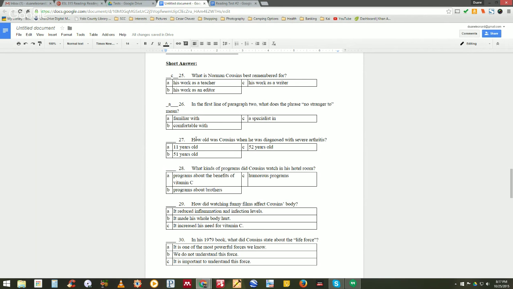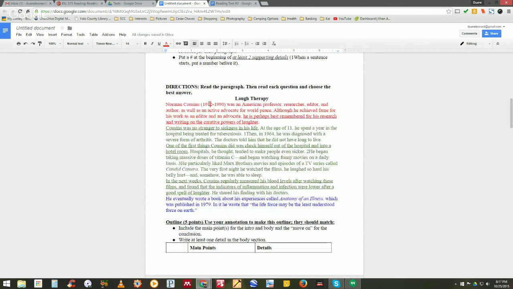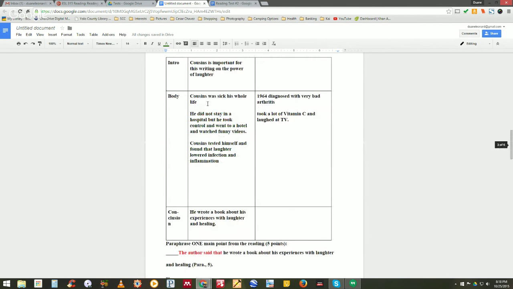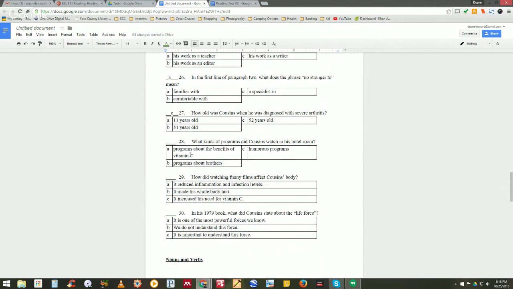How old was Cousins when he was diagnosed with severe arthritis? So this was math. He was born in 1912, and then in 1964 he was diagnosed. So 1964 minus 1912 is 52. What kinds of programs did Cousins watch in his hotel room? Let's see.